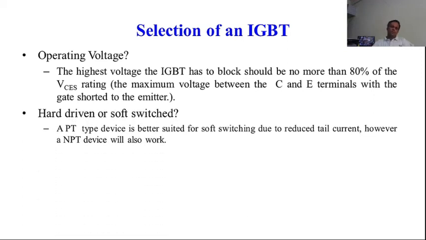Then you choose whether it is a hard driven switch or we are going towards soft switching, such as zero voltage switching and zero current switching, as used in resonant converters. Punch through type devices are better suited for soft switching due to reduced tail current. However, we can use non-punch through devices also for soft switching, but punch through type devices have better suitability.